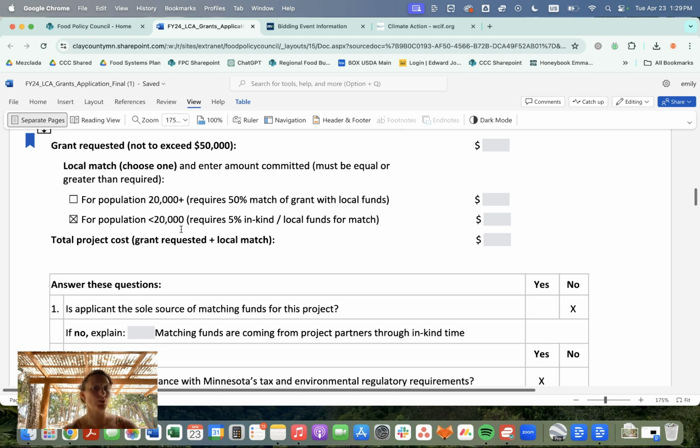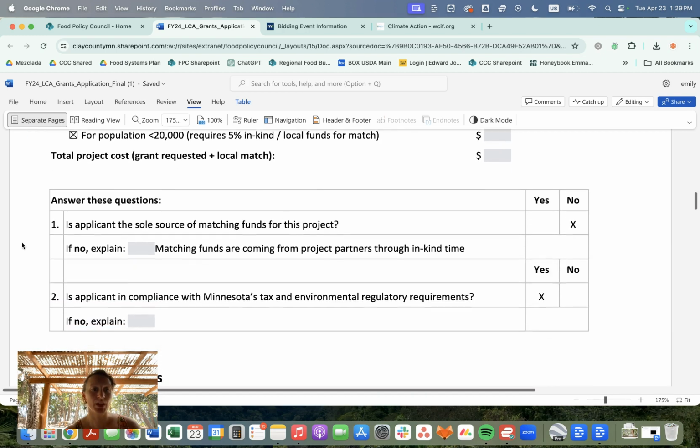So we're going to pursue this one where it's less than 20,000 as a population that we are serving. This requires a 5% match that can be done via in-kind or local funds. So in-kind means that you could use, for example, the contribution of construction materials or supplies if you're building something, or if you are doing something more labor intensive, people's time is what you can contribute. That would be where some of this comes in.